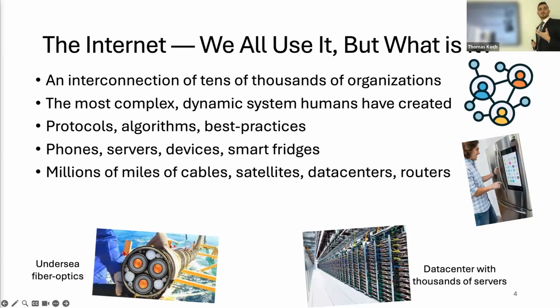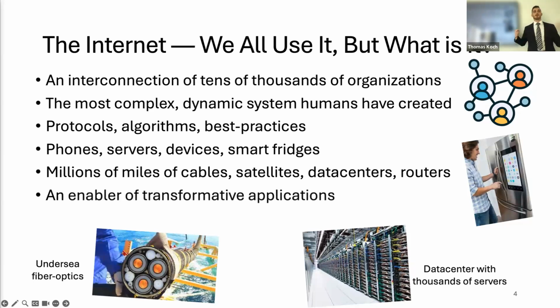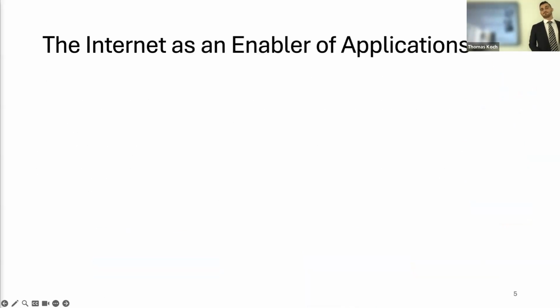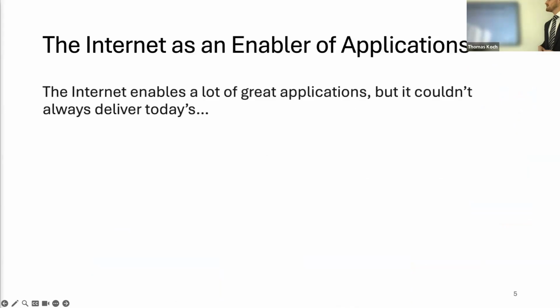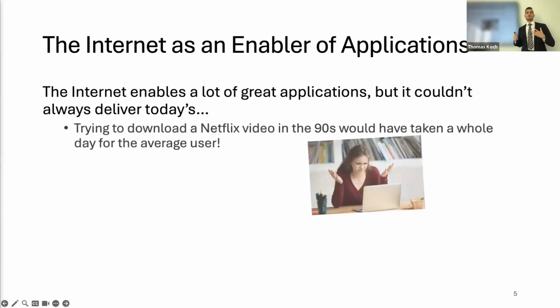But today I'm going to talk about the internet mostly as an enabler of transformative applications, which is how a lot of us know the internet today. And we know that the internet enables great applications, but it's important to remember that it couldn't always do that. For example, if you had the average speed of a user in the 90s, it would have taken you a whole day to download a Netflix video with that slow connection. So applications that we take for granted today wouldn't have even been possible or thinkable in the 90s.